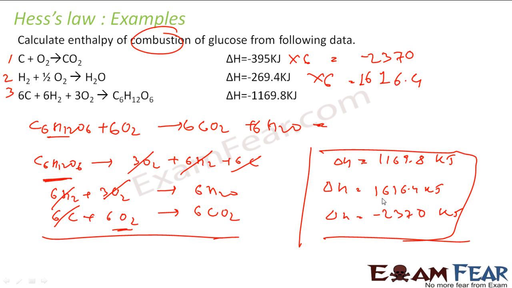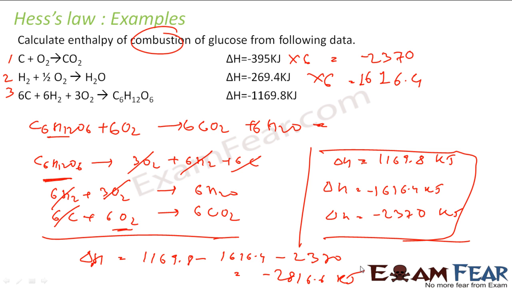So delta H for this reaction is obtained by adding all these values. This is all minus, I think, yeah, this minus this minus this. Correct? So delta H for this reaction will be 1169.8 minus 1616.4 minus 2370, and it comes out to be minus 281.6, and that is my answer. Easy one. With Hess law, without even performing this reaction, I was able to find the enthalpy change that will take place if you burn glucose, that is, the enthalpy of combustion of glucose.